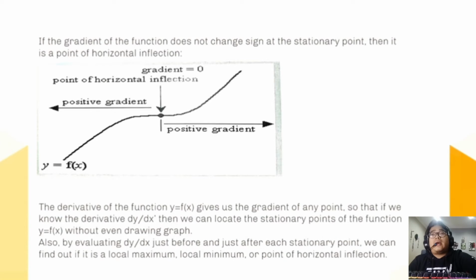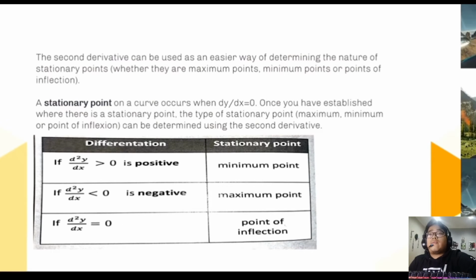Next, the second derivative can be used as an easier way of determining the nature of stationary points, whether they are maximum points, minimum points or points of inflection. A stationary point on a curve occurs when dy per dx equals 0. Once you have established where there is a stationary point, the type of stationary point, maximum, minimum or point of inflection, can be determined using the second derivative.